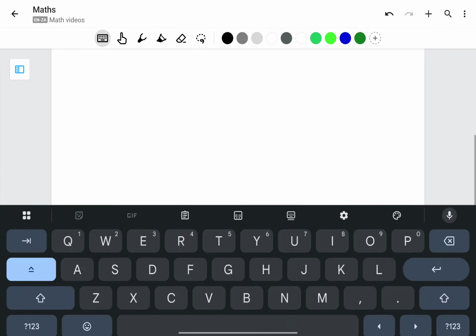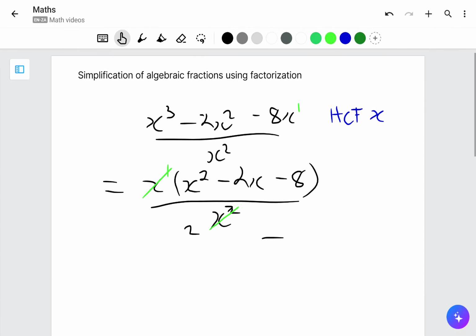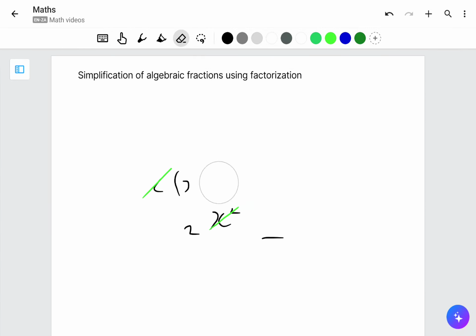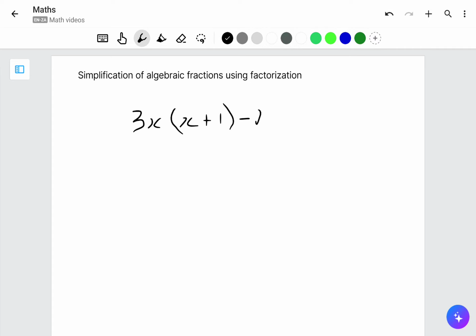Let's go to the next one. Okay, the next sum reads 3x(x plus 1) minus 2(x plus 1), all over x squared minus 1. Okay?